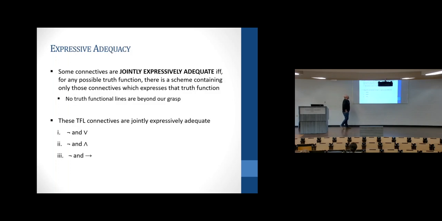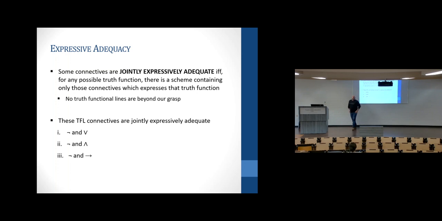But let's try and firm this up. Let's say that some connectives are jointly expressively adequate if and only if, for any possible truth function, so any possible truth functional connective, there's a scheme containing only those connectives which expresses that truth function.